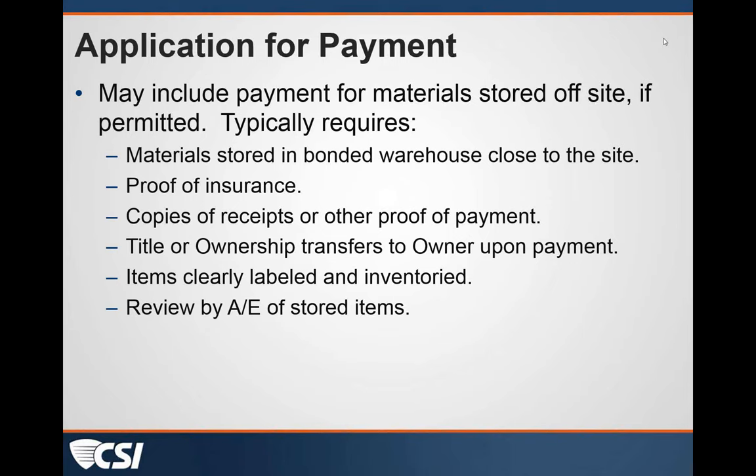And typically, what I've seen is if an owner is going to require or permit a contractor to be paid for materials that are not stored on-site, they typically have to be stored in a bonded warehouse that's close to the project site. Typically, they'll ask for proof of insurance, copies of receipts, or other proof that the items have been paid for. Title or ownership of those items will transfer to the owner upon payment. Items are inventoried and clearly marked that they are for this owner for this particular project. And typically they need to be reviewed by the architect or engineer at that facility where they're stored.